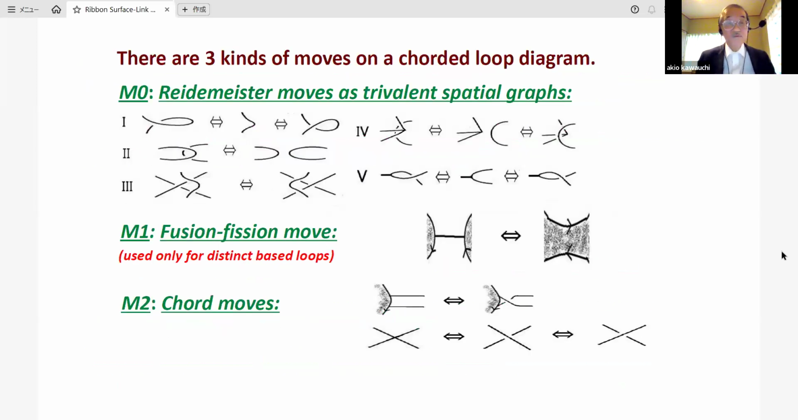There are three kinds of moves on a coded loop diagram. M0 is the Reidemeister moves as rigid-vertex spatial graphs. M1 is a fusion-fission move on base loops along a chord. M2 is a chord move like these pictures.